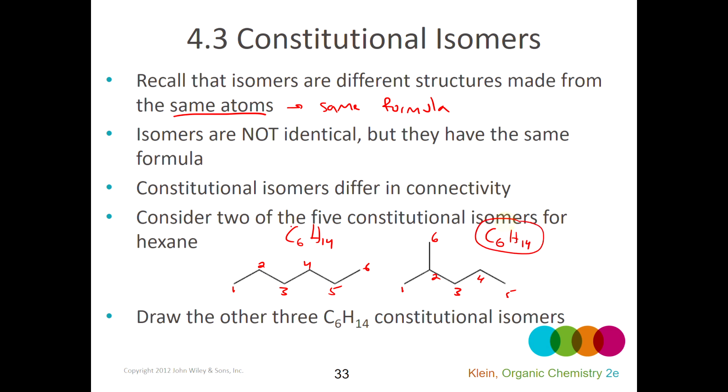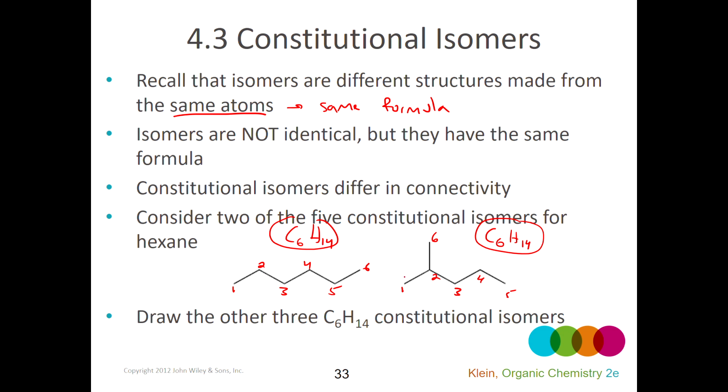If they have the same formula, because they have the same number of every type of element present, they may be identical or they may be isomers. If they don't have the same formula, they don't have any real relationship. So that's the first thing you always want to check. If they have the same formula, they may be isomers or they may be identical. So then you want to look for differences in how the atoms are connected.